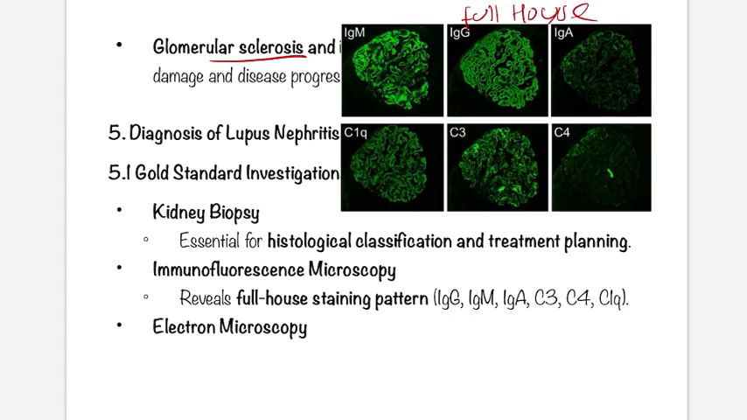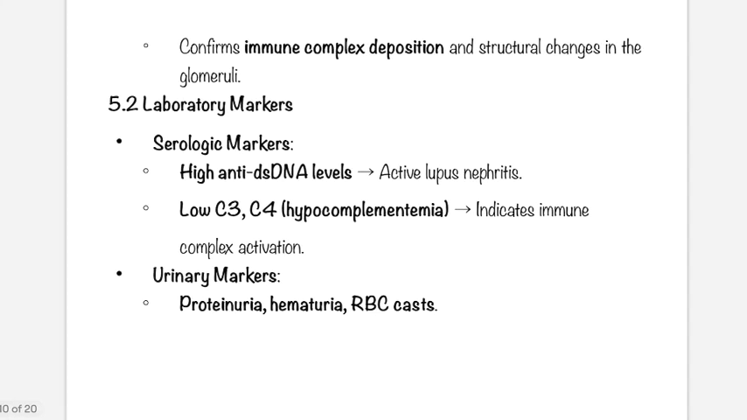The diagnosis we will do by kidney biopsy. It is essential for histological classification and treatment planning. This reveals the full house staining pattern, as we are able to see. Laboratory markers: high anti-dsDNA in active lupus nephritis, and low C3, C4, hypocomplementemia, because they get deposited, which indicates immune complex activation.